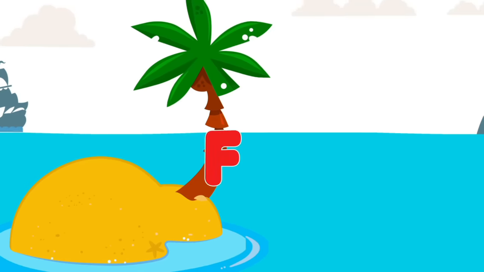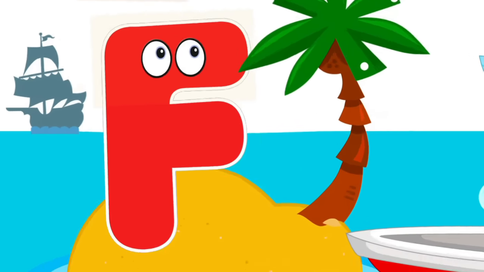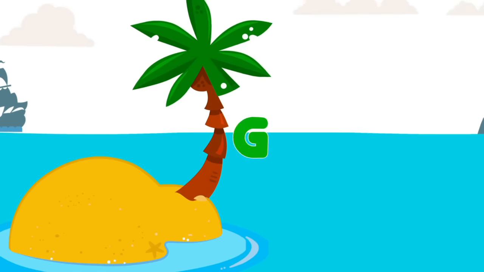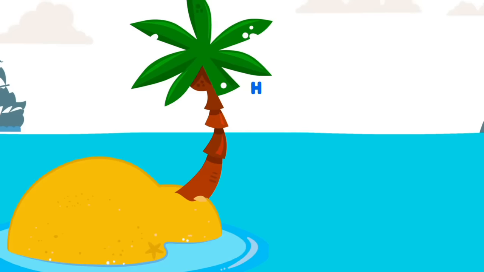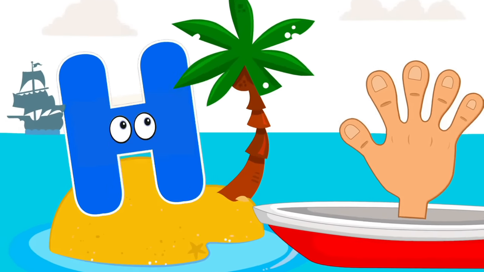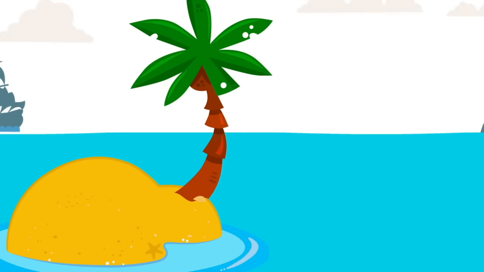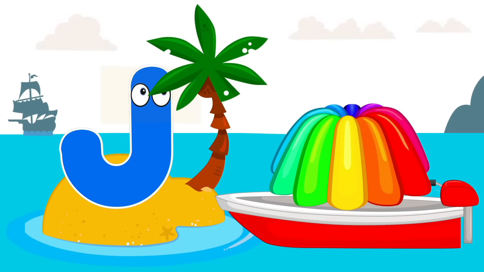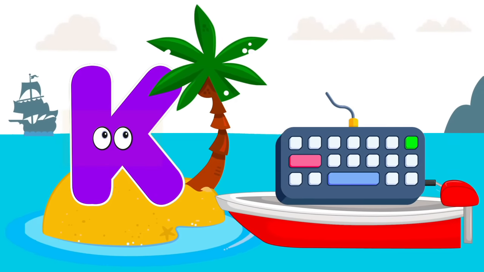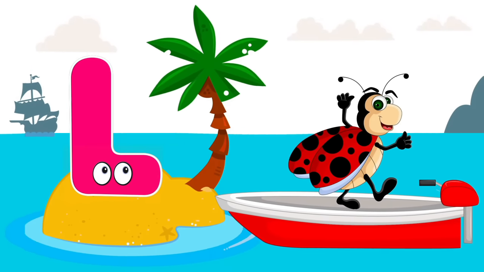E elephant. F is for fairy, fairy. F fairy. G is for glasses, g g glasses. G glasses. H is for hand, hand. H hand. I is for igloo. J is for jelly, j j jelly. K is for keyboard, k k keyboard. L is for ladybug, ladybug. L ladybug.